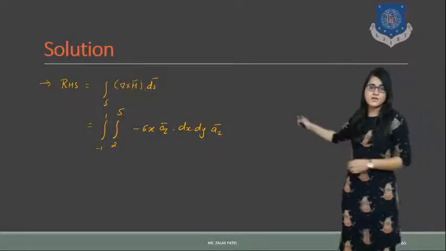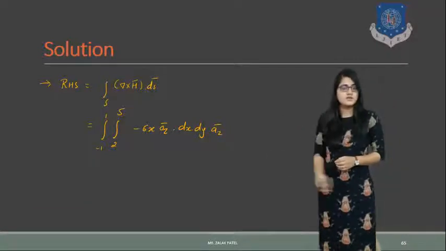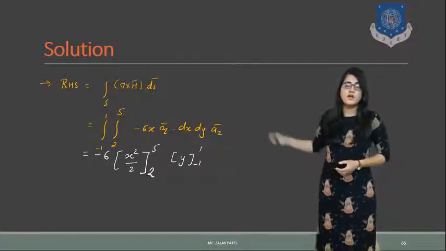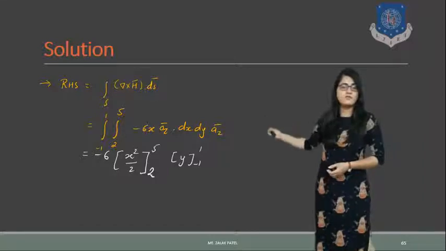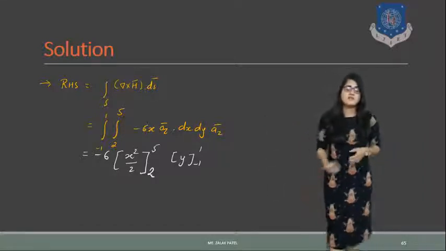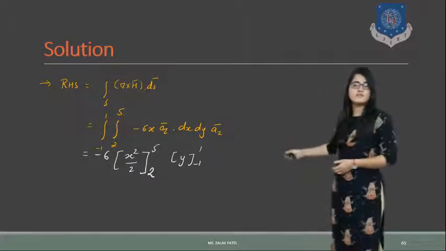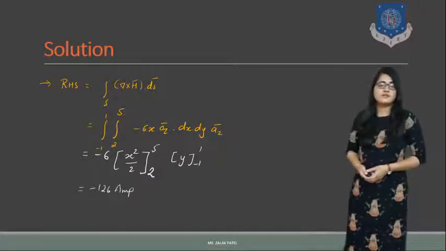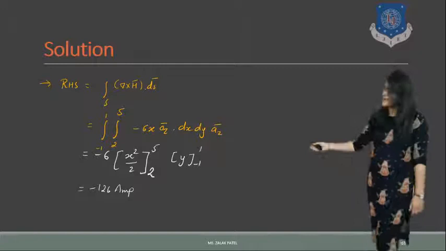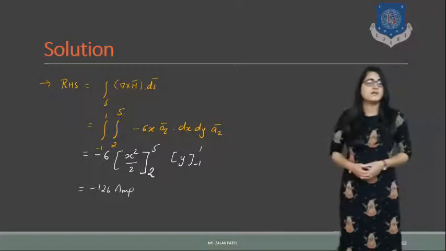Now az dot az becomes 1. If you do the integration of x, it is x square by 2 and the limit is 2 to 5. In the same way, there is no y term present, so the integration of 1 is y and the limit is from minus 1 to 1. If you solve this, you get the answer, that is minus 126 ampere.